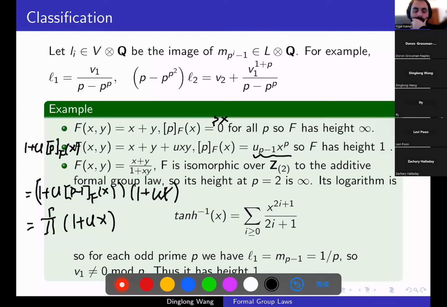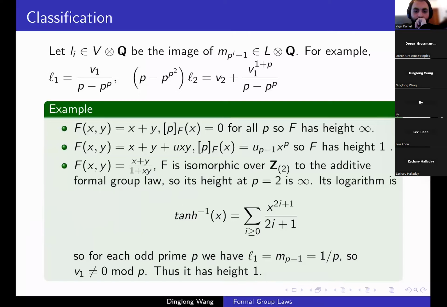The next one, F(x,y) equals (x plus y) over (1 plus xy). This one is isomorphic over Z[1/2] to the additive formal group law. So its height at p equals 2 is infinity, and its logarithm is the inverse hyperbolic tangent function, which has the power series expansion in this form.